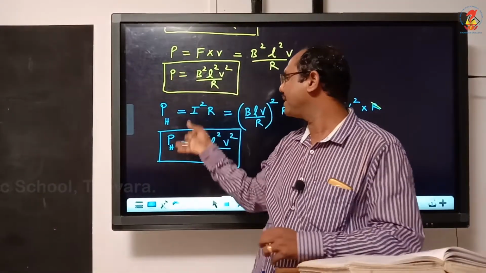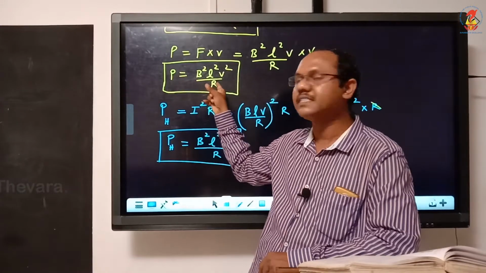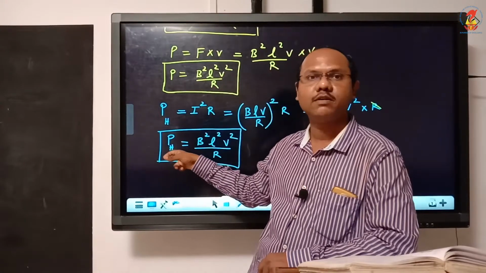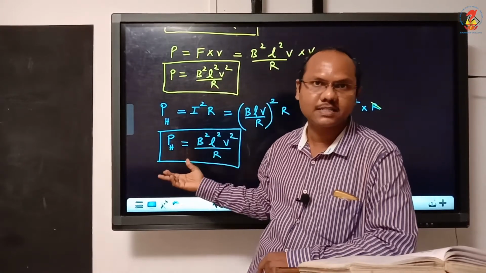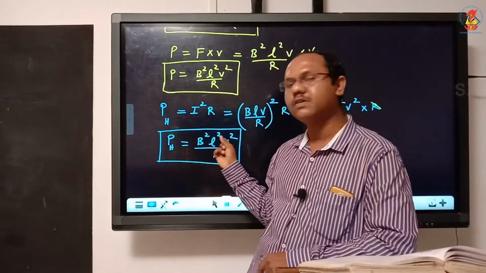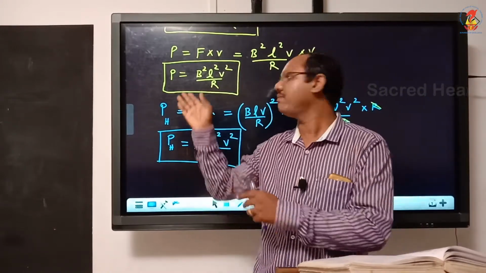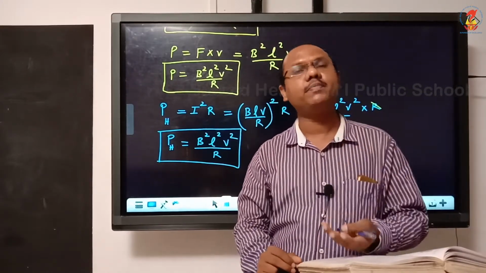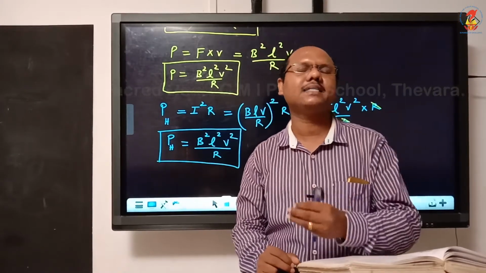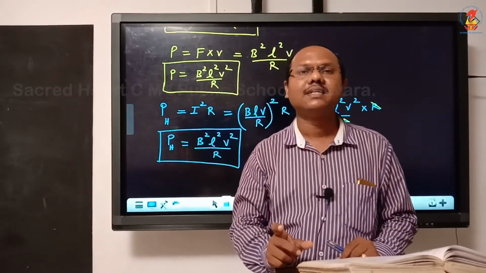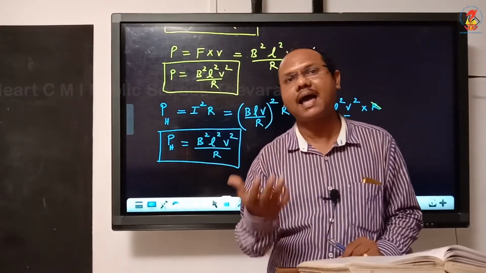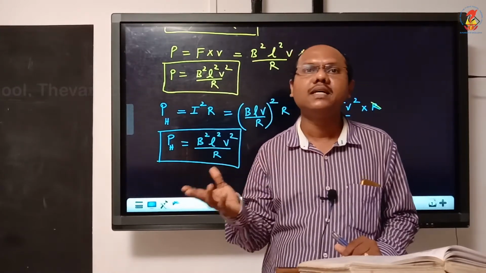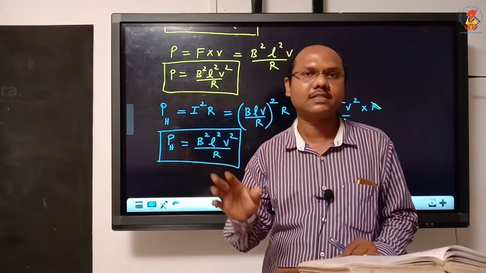Look at these two expressions. The first expression is the mechanical power, which is B square L square V square by R. The second expression is the power dissipated as heat when the current is formed, and that power is also B square L square V square by R. So from these two expressions, I can conclude that the mechanical power expended by the external agency is converted into electrical power, and finally it is converted into heat. So this proves that Lenz's rule is in accordance with the law of conservation of energy.